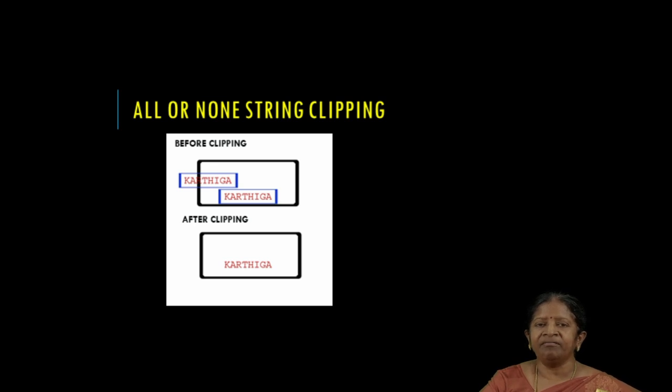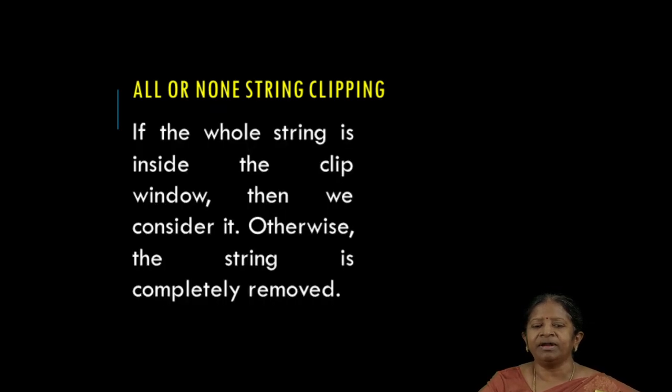Here I have part of my name displayed in 2 different portions. The lower one entirely lies within the window. The upper one is partially inside and partially outside. So the upper one will be entirely removed from the display and the lower one will be displayed. So for that we have shown this before clipping and after clipping.